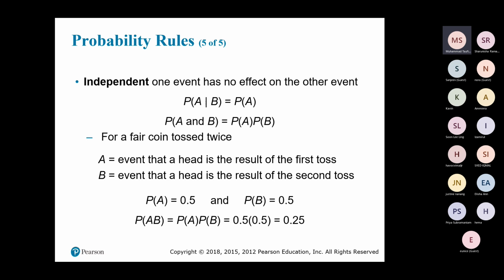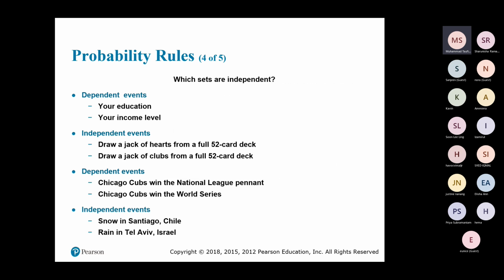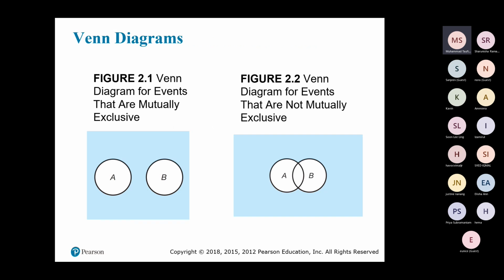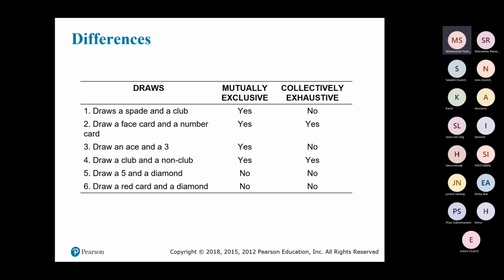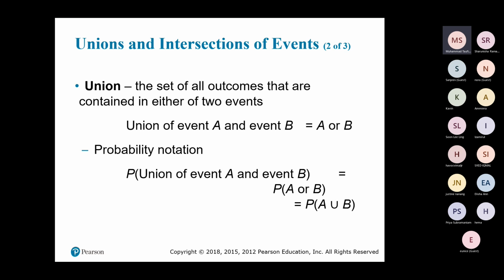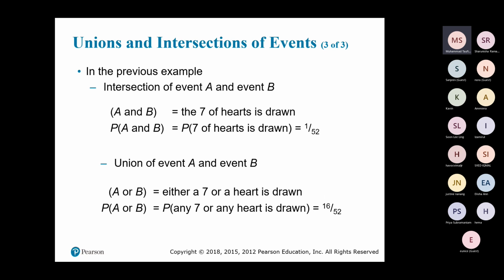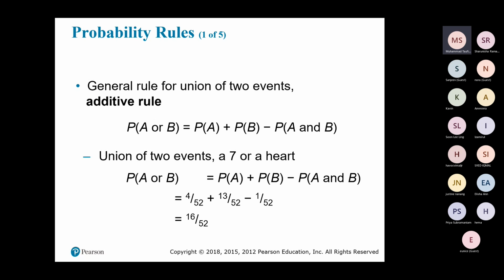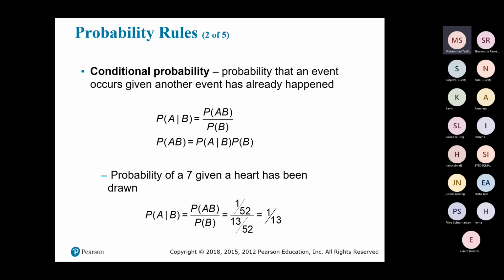And then we also learned about two types of event in the probability study, which is a mutually exclusive event, and also, sorry, I forgot the name. Another one is collectively exclusive event. So we already learned that. And then we learned about intersection and union, how you calculate for union event and also intersection event. So we already learned that.